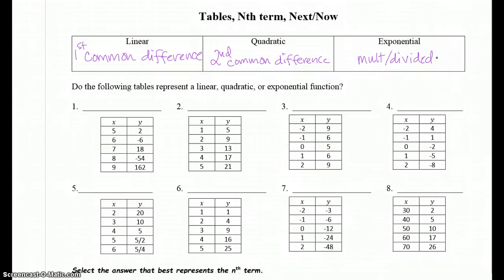Well, first thing I look for is if there is something being multiplied by each time. So if I look at just the y's, from 2 to -6, I would multiply by -3. From -6 to 18, I would multiply by -3. And 18 to -4, -3. And again, -3 here. Because I multiplied by the same thing every single time, that's going to tell me that this is an exponential function.